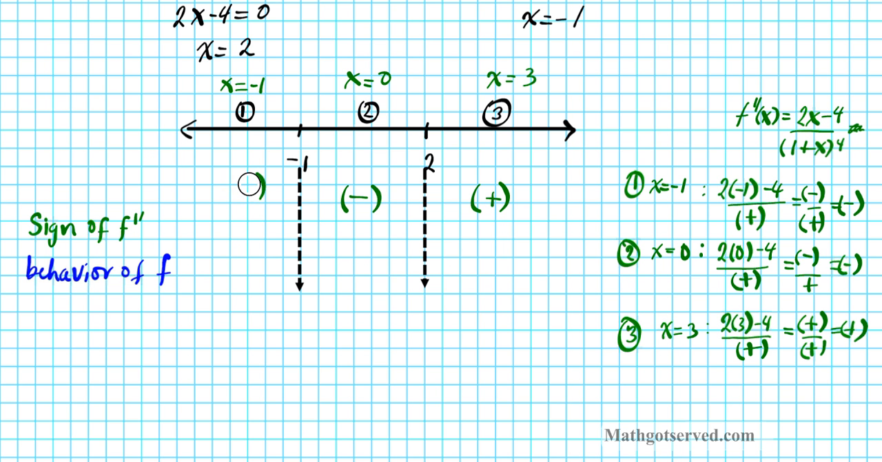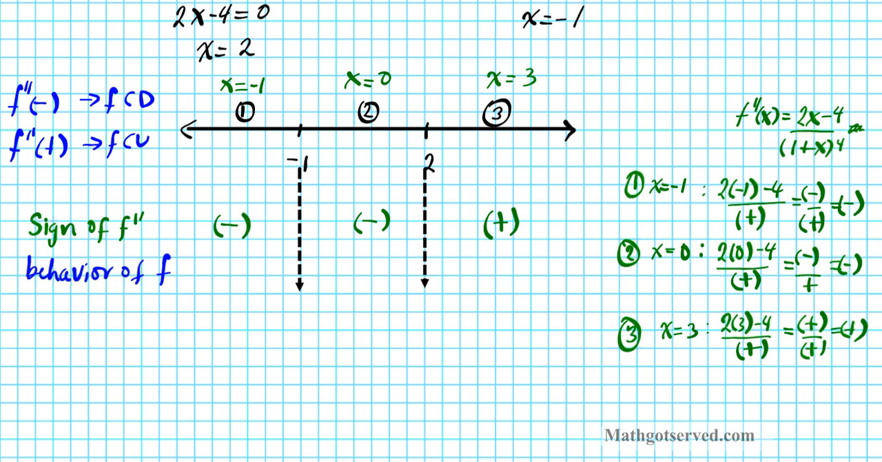Okay, let me line my signs up properly. It's all over the place. So we have the sign of f double prime is negative, negative, positive. So what does that tell us about the behavior of f? Remember the rule, if f double prime is negative, f is going to be what? Concave down, right? And if f double prime is positive, f is concave up. We talked about this earlier. So it's concave down, concave down, concave up.